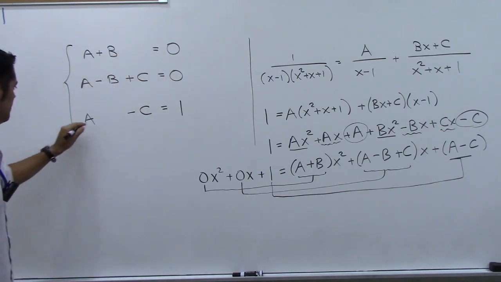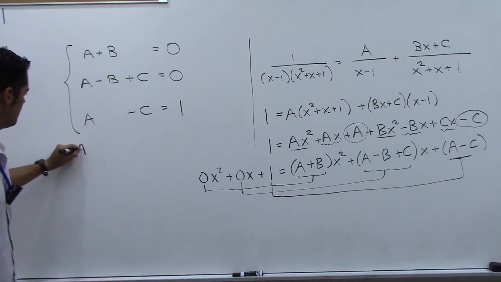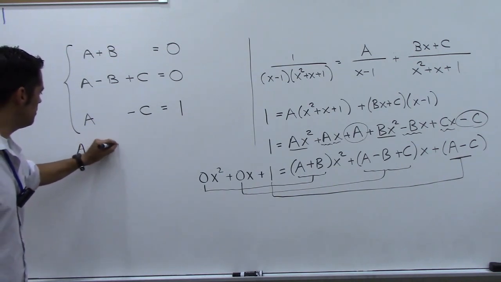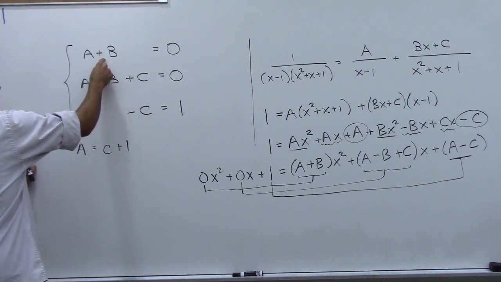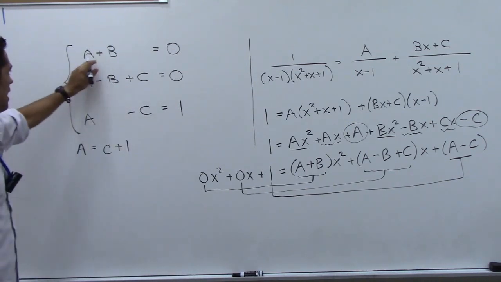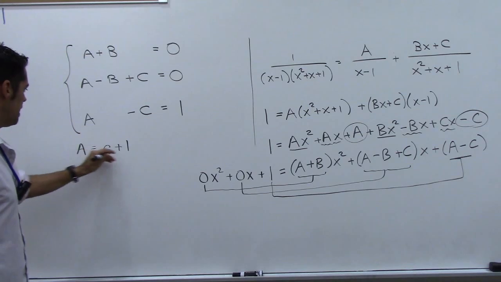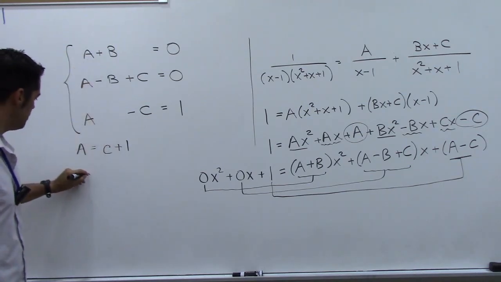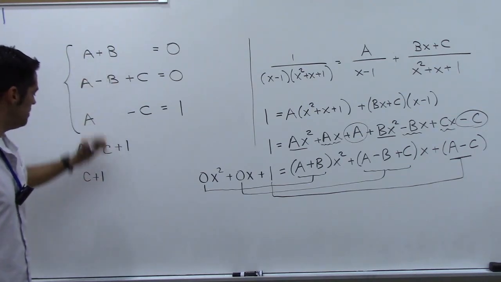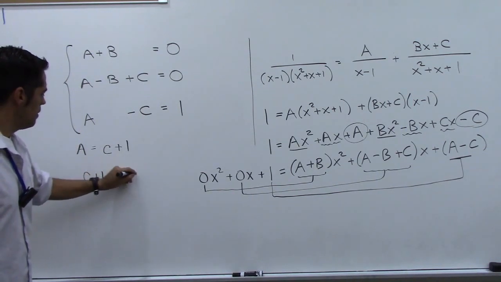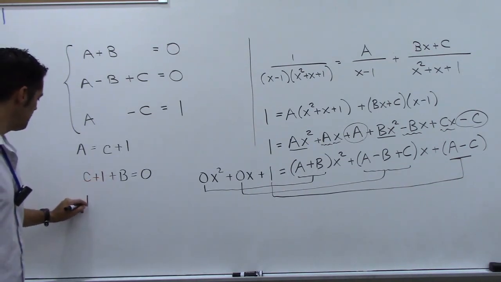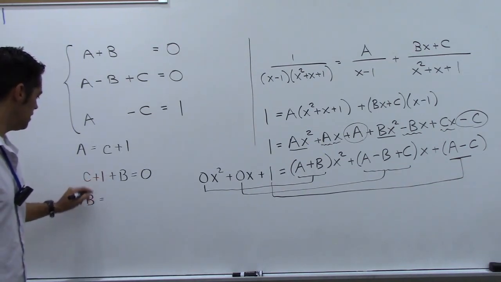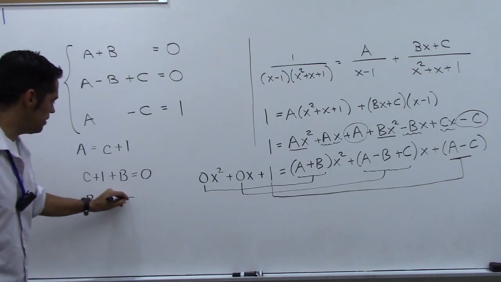So solving this for a, I get a is equal to c plus 1. Okay, that's just moving the c over. Then I'm going to rewrite this equation right here. A plus b equals 0, but a is c plus 1. So that right there becomes c plus 1 plus b must equal 0. And then I'll solve this one for b. So b is equal to negative c minus 1.